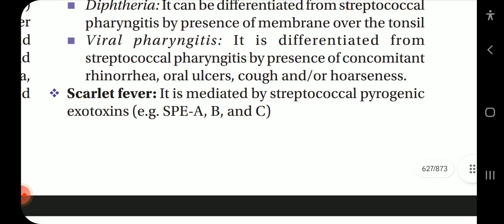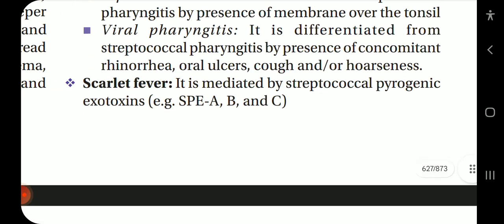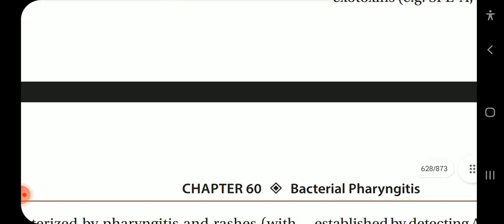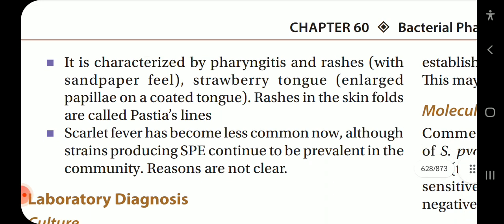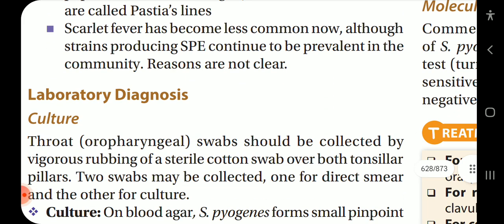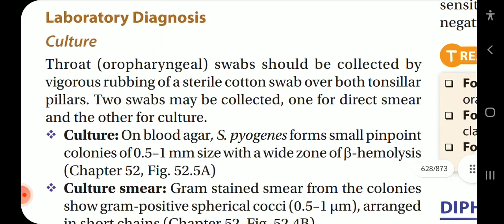Scarlet fever is mediated by streptococcal pyrogenic exotoxin SPE A, B, and C. It is characterized by pharyngitis and rashes with sandpaper feel, strawberry tongue, enlarged papillae on a coated tongue. Rashes in the skin folds are called Pastia's lines. Scarlet fever has become less common now, although strains producing SPE continue to be prevalent in the community. Reasons are not clear.